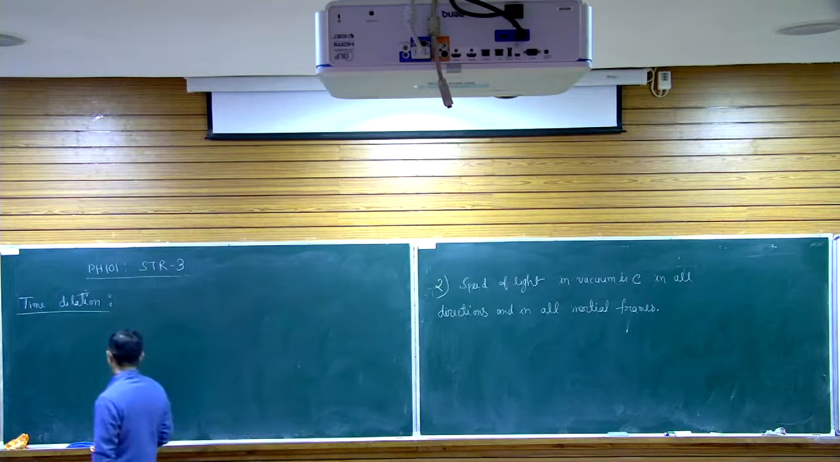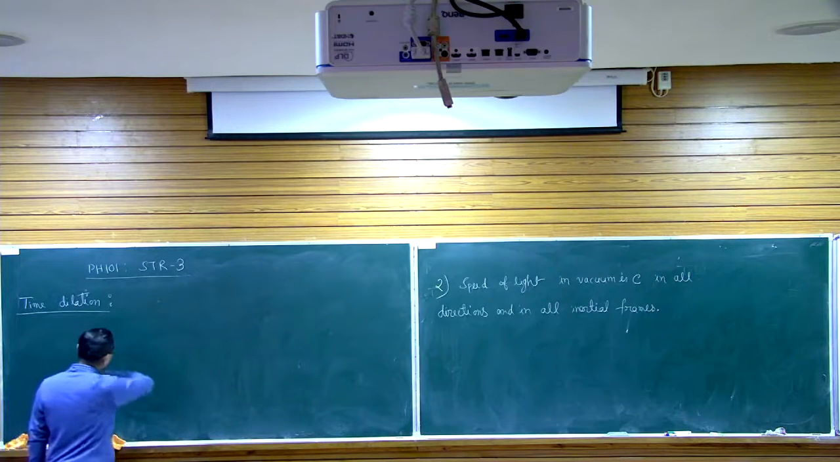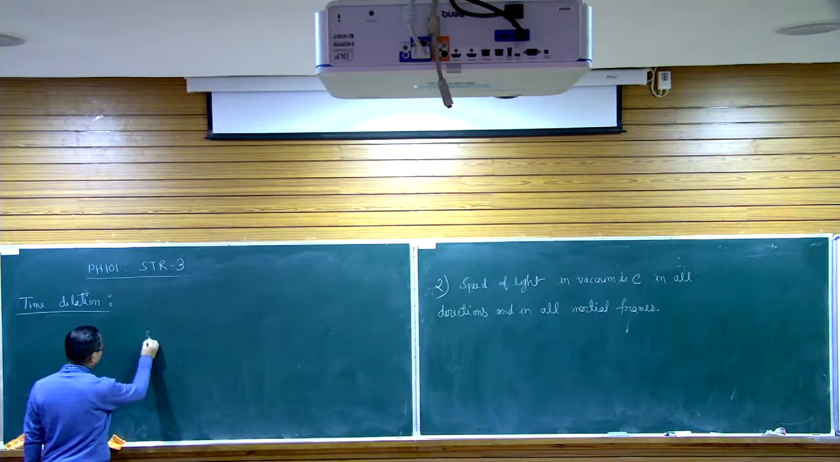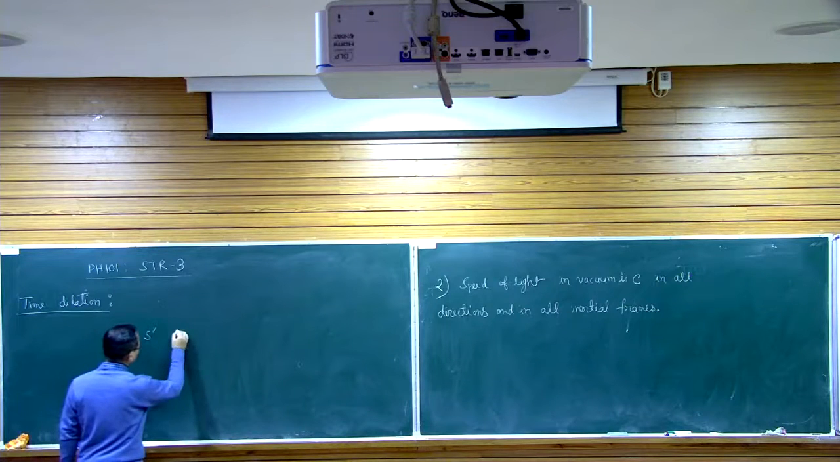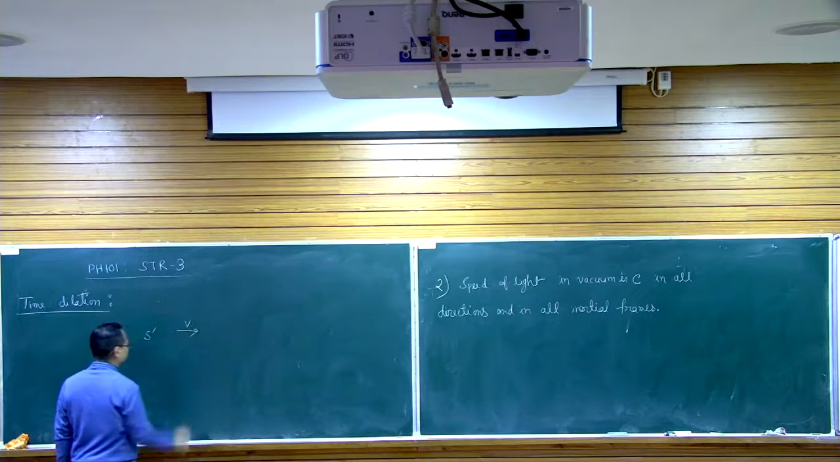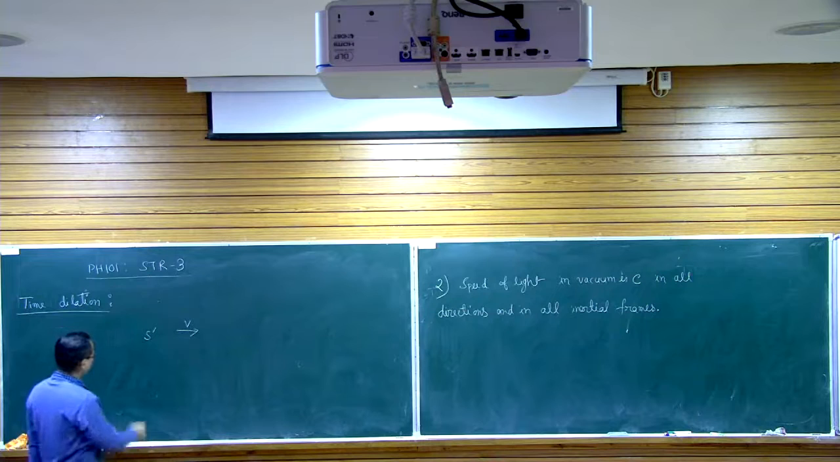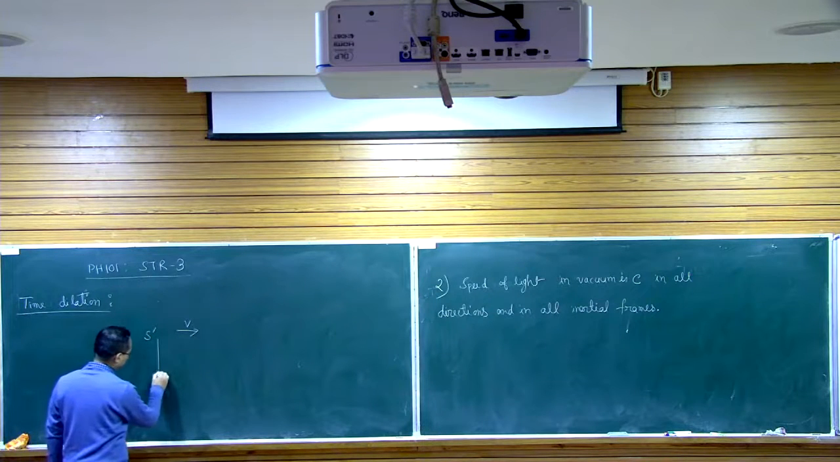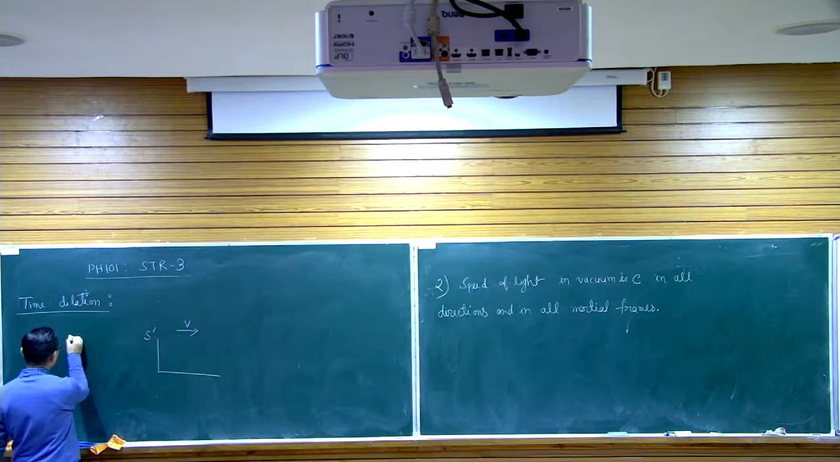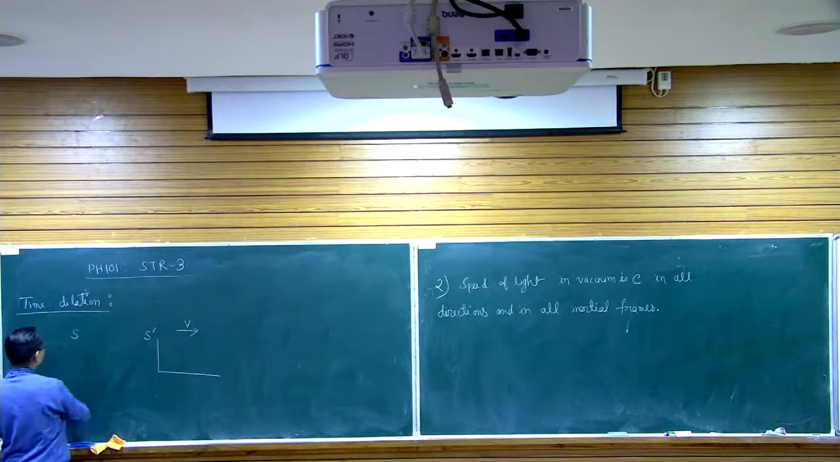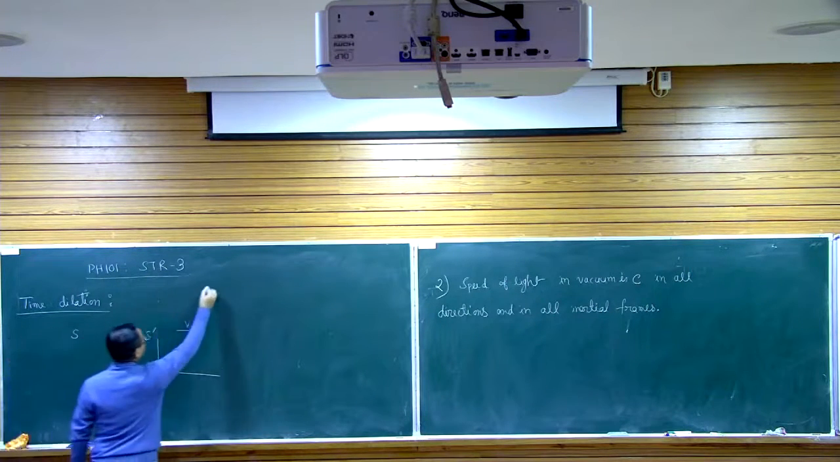So for our first observation, we consider that there is a frame S prime which is moving with a constant velocity v. And the frame S prime is moving with a constant velocity v with respect to another inertial frame S. So S is the rest frame.